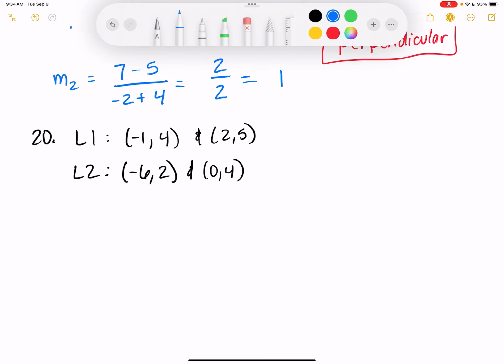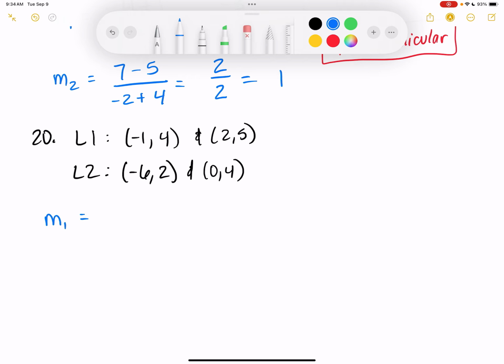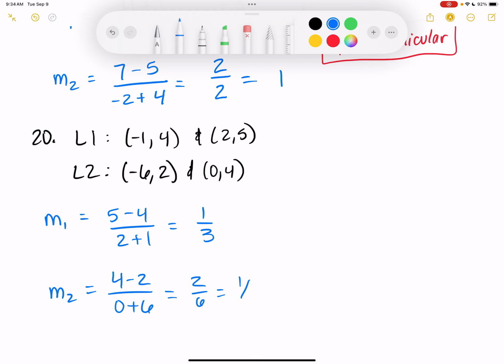All right, slope 1, how do I set it up? 5 minus 4 over 2 plus 1. Yep. So then I get 1 over 3. Slope 2, somebody else do slope 2. It's 4 minus 2 over 0 plus 6. So then I get 2 over 6, or positive 1/3. They're parallel. Yep, parallel. I forgot how to spell parallel. Okay, you got it.